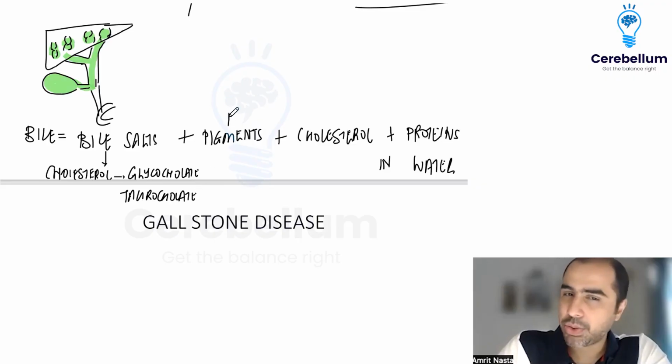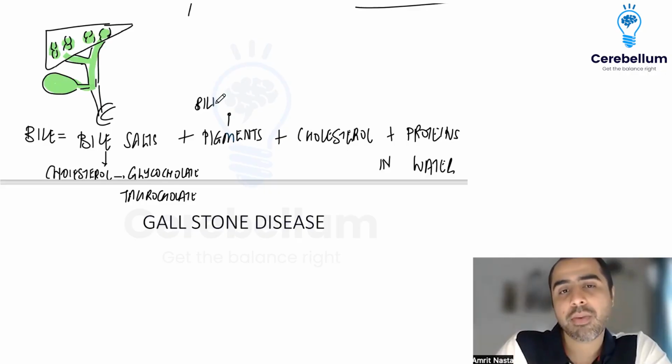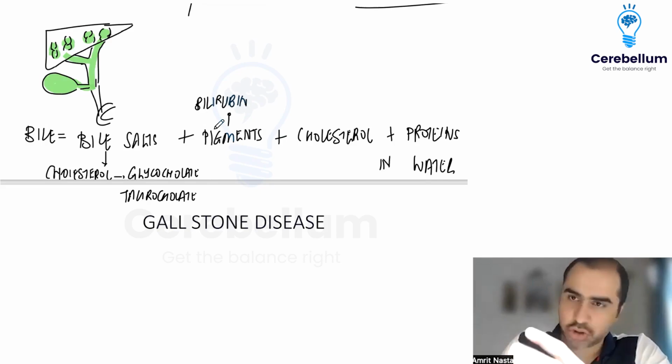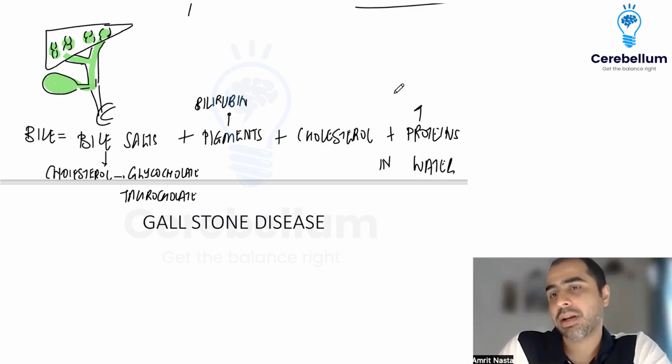Bile pigments, I'm sure you know, when hemoglobin is broken down into heme, it becomes bilirubin, biliverdin. Those are all bile pigments. Cholesterol comes from your diet. Proteins like lecithin. So when I say bile, it is actually all this.